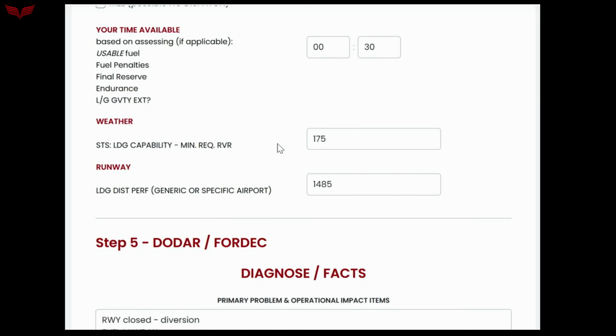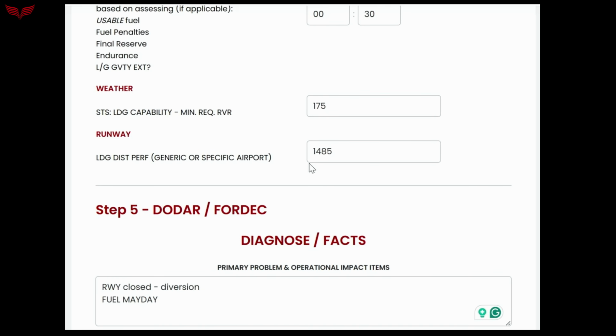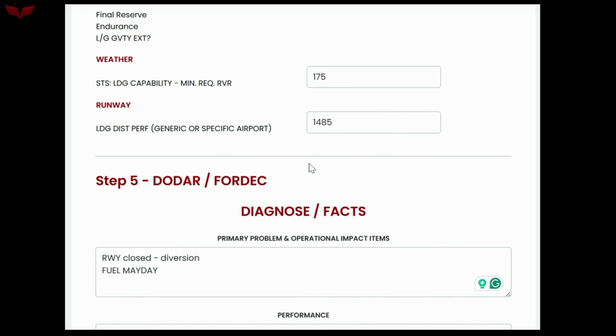Weather, landing capability with Cat3 single 175 meters. We are going into CAVOK, no factors, and we have just done our landing distance performance calculation, coming up with a landing distance required of 1,485.